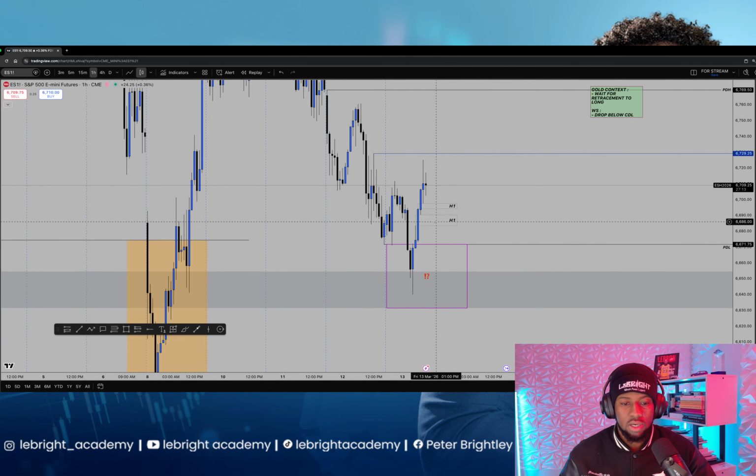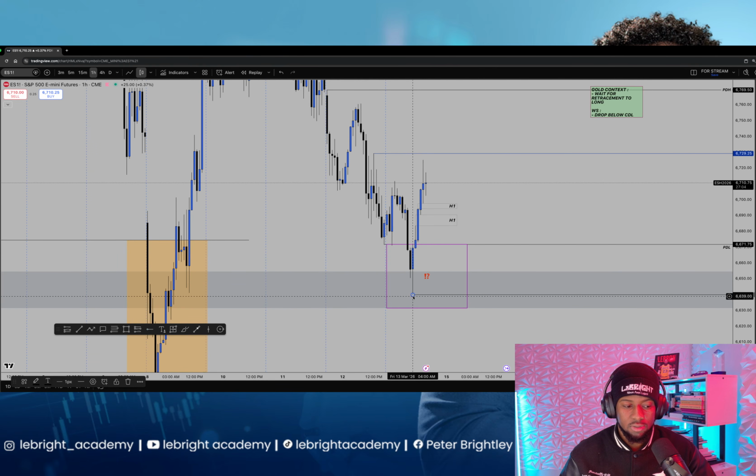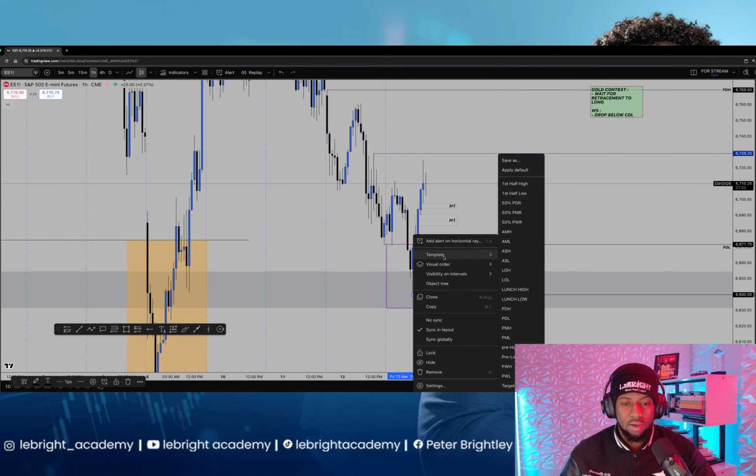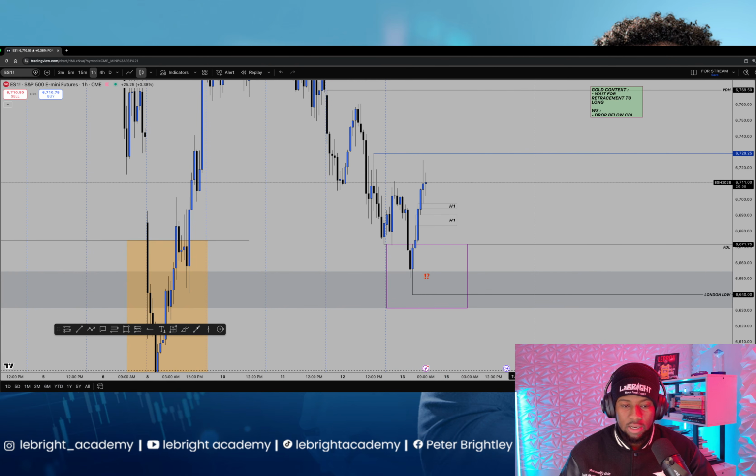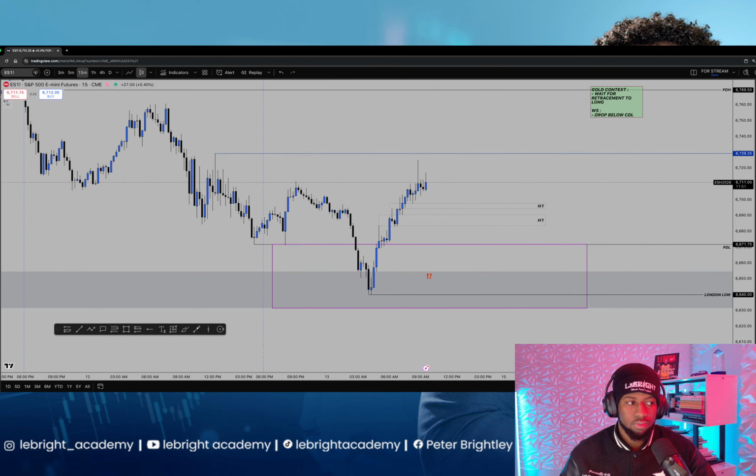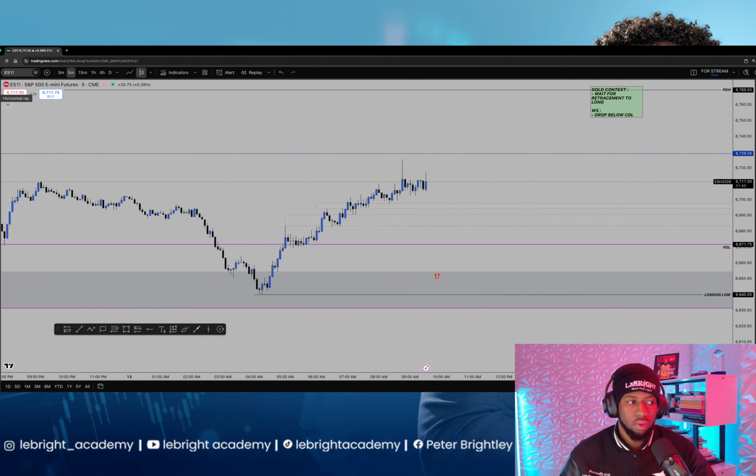Okay, same thing on ES. We have this imbalance, we have that imbalance too. And the low of London was created right there, and we can say that we set the low of day right there. So 8 in the morning as the opening, so that's pre-market low right there.